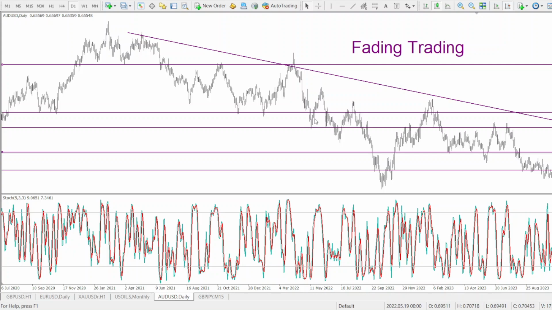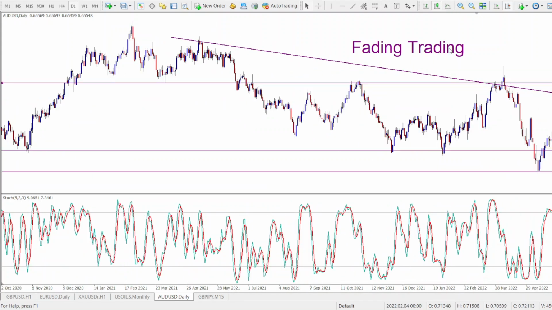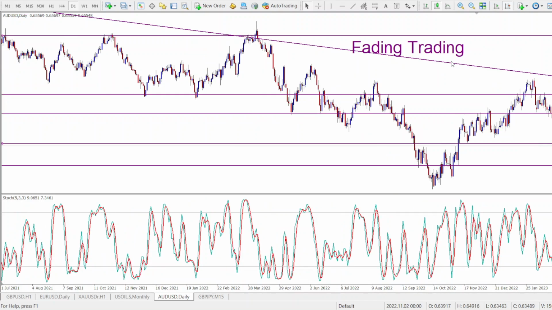And then when we begin to see that pullback, we can then enter a trade. For example, this is a sell trend. When price got to this support level and traders began to take profits, we can see that a pullback began to happen. In line with that pullback, we can see that the stochastics from the oversold territory was pointing upwards, coming out from the oversold territory. So that was a sign to enter a buy trade.